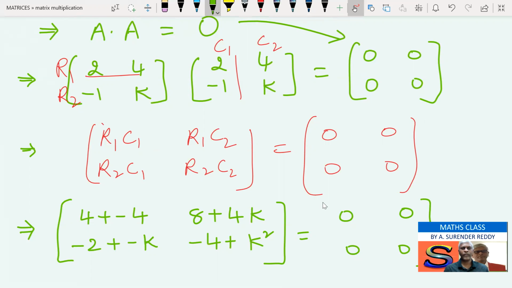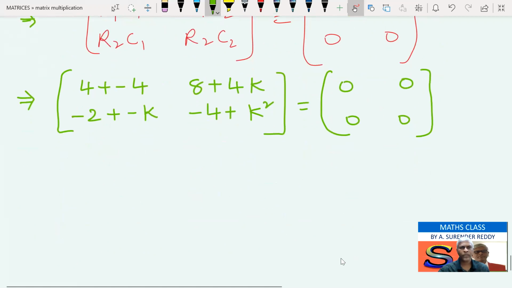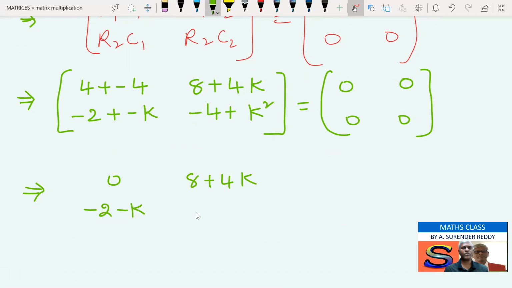We know the equality of matrices. When do we say that two matrices are equal? If the corresponding elements are equal, then the matrices are equal. Corresponding elements should be equal.